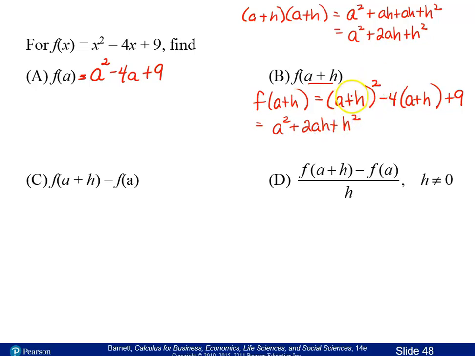Okay, so that's just this part. And then we're going to distribute the negative through. So negative 4a minus 4h, and then plus 9.